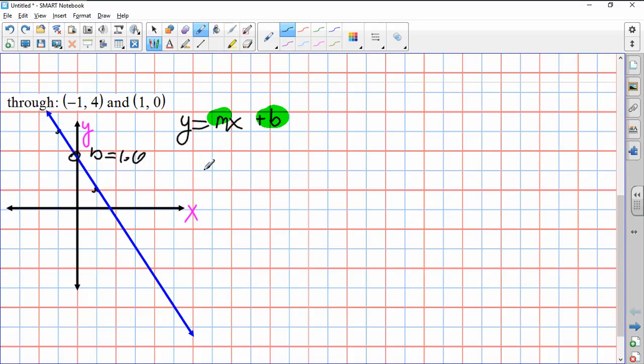Now, to find the m, the rise over run, you want to pick 2 nice points. I like this point. I like that point. That's a nice point also. You can use that one or you can use this one right here. I'm going to use these 2 points right here. Okay. Pick one of them. I'm going to pick this point.